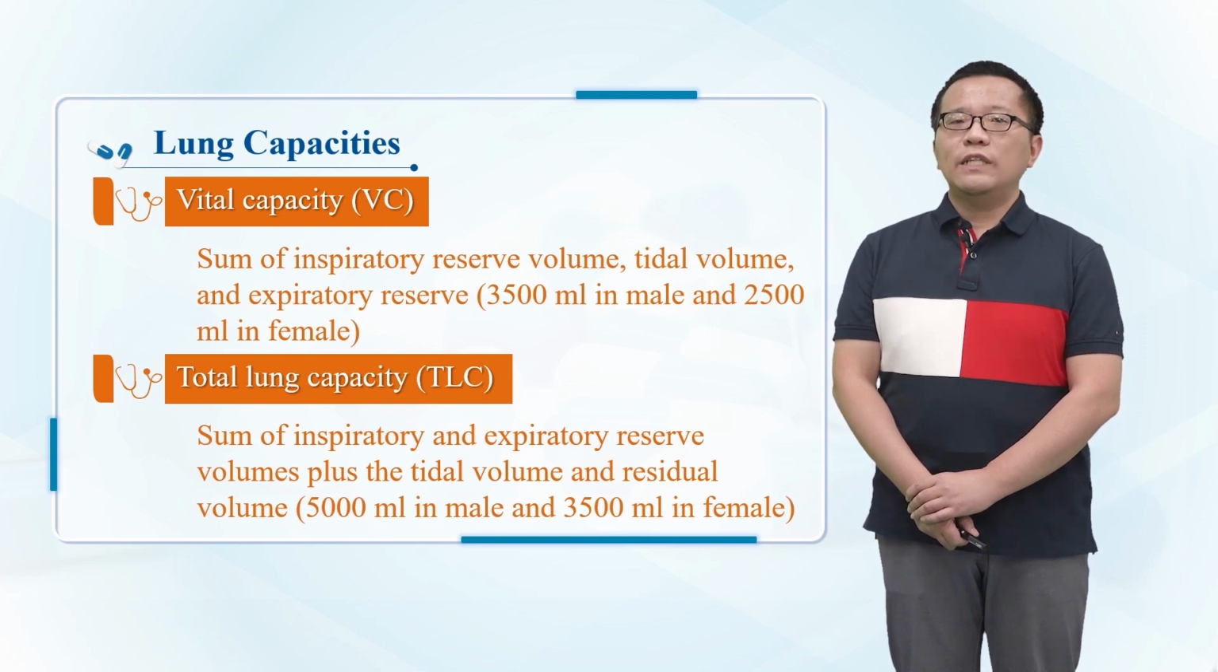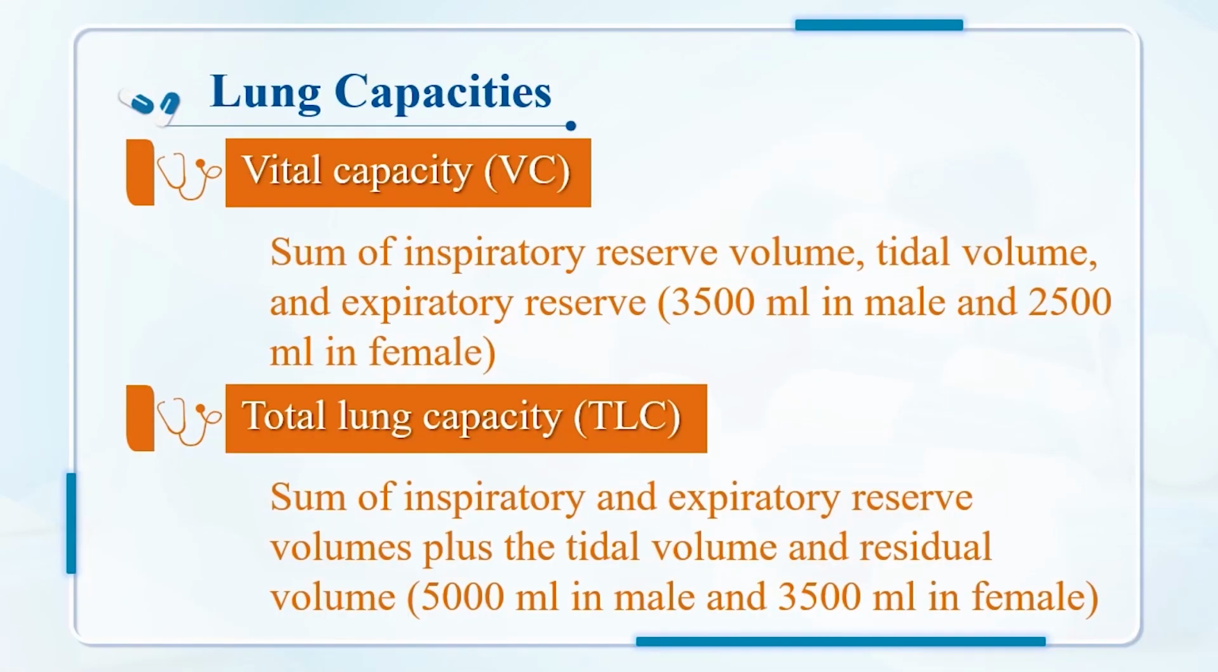It is about 3,500 milliliters in male and 2,500 milliliters in female. Total lung capacity (TLC). TLC is the sum of inspiratory and expiratory reserve volume plus the tidal volume and residual volume. It is about 5,000 milliliters in male and 3,500 milliliters in female.